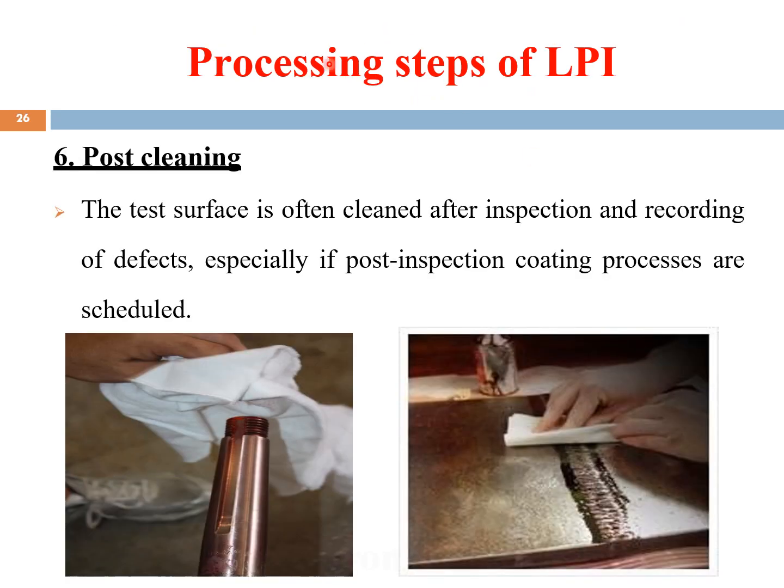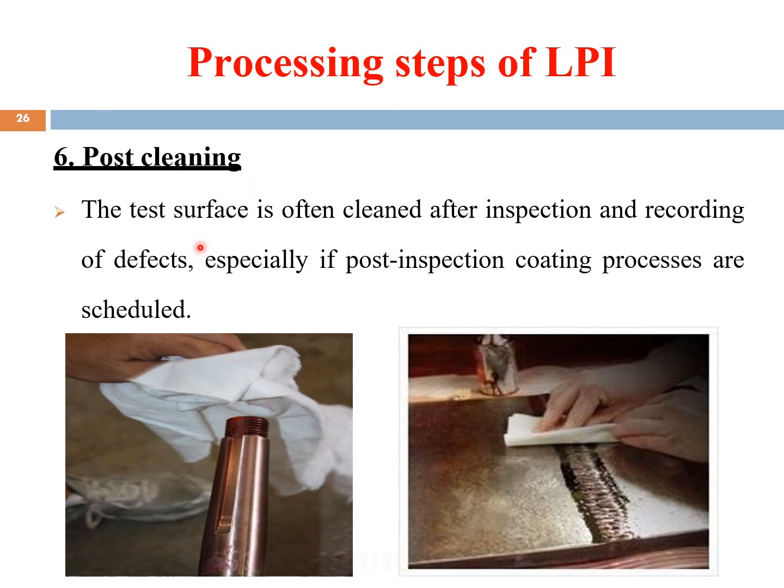Now, the last one is actually the post cleaning method. The test surface is often cleaned after the inspection, and recording of defects is done. Especially if there is a post inspection coating process, that is, after this the material might need coating, so we'll be using it again. Since it is not destroyed, it can be used again. So we'll be recording all these defects that are present, and then it will be cleaned again for post inspection.